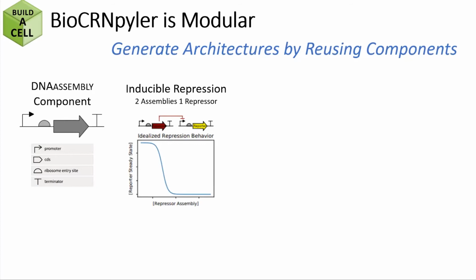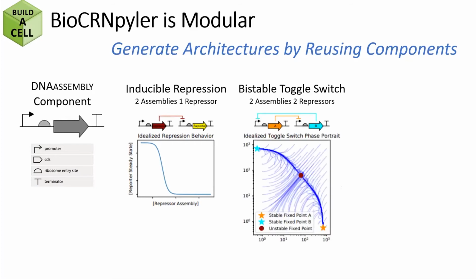The simplest way I might wire two of them together is to have one gene repress another. This gives you the standard repression motif you see a lot in synthetic biology. I can also have two repressors that repress each other, which makes a bistable toggle switch under the right parameters. And this is one of the seminal papers in synthetic biology, actually building one of these in the lab.